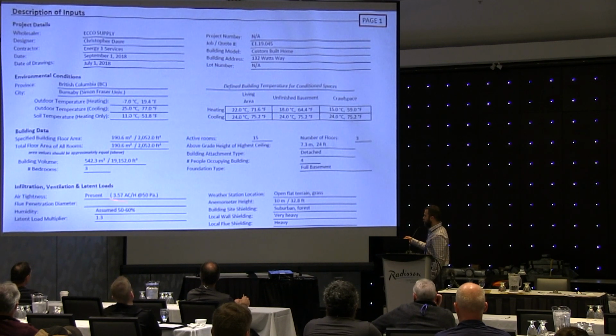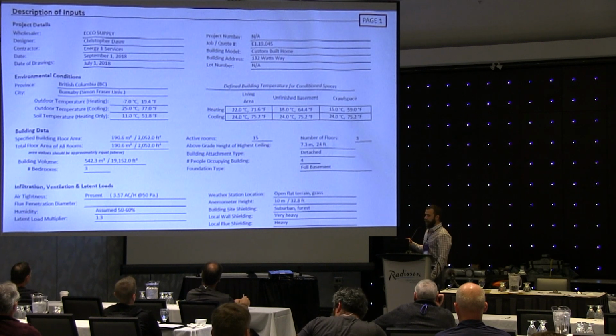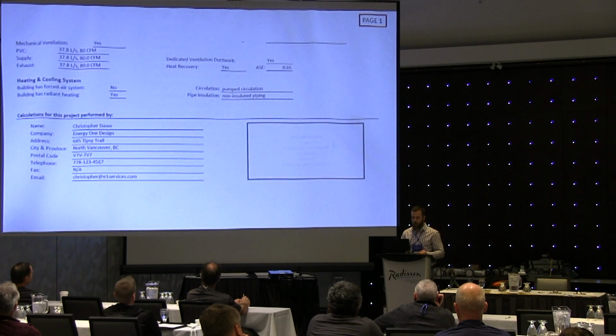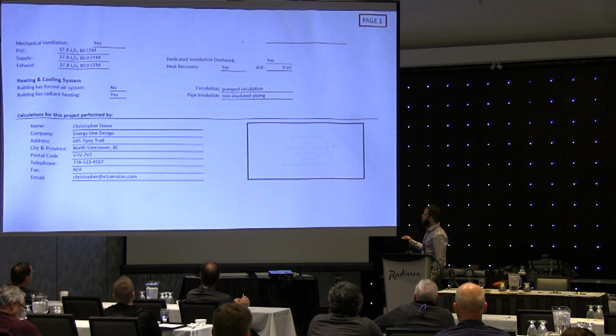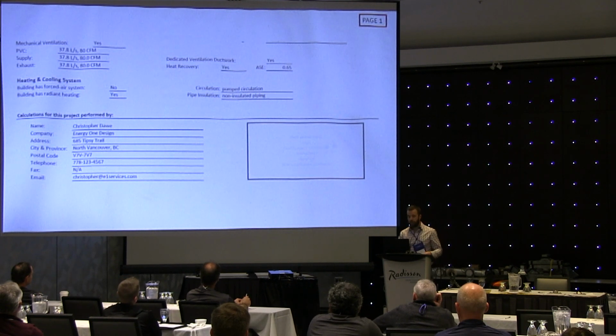Infiltration, ventilation, and latent loads. Again, this is like shielding of your building, right? Building site shielding, local wall shielding. I've defined that. This is what this form looks like. Near the bottom here, we have some information on mechanical ventilation, on the heating and cooling system. Is it forced air? Is it radiant? And then at the very end, there is all the user information. That's me, my company, my address, and then there's a place for a stamp here. But as we said, the stamp is not mandatory at this point in time. So that's page 1, all right?